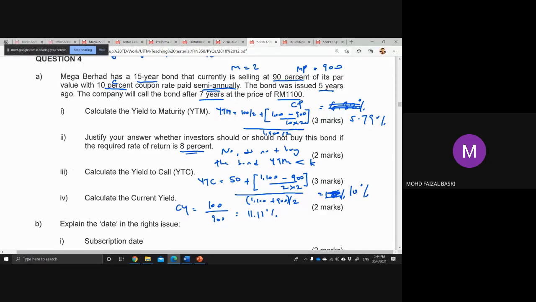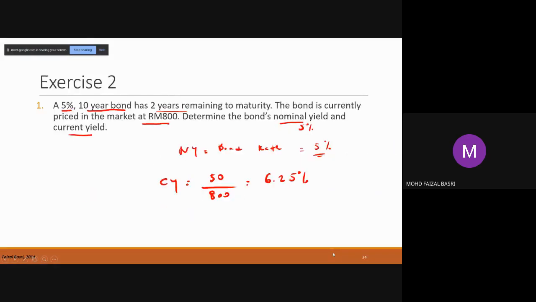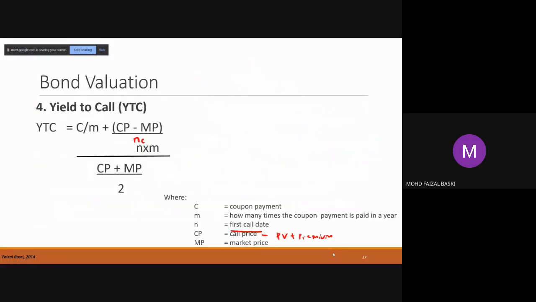Okay, so yeah, this is the answer. For this semester, it's quite a lot lah. So 3 plus 2, so ada 10 marks just for bonds valuation. Okay, so that's our first section of bond actually, the valuation.